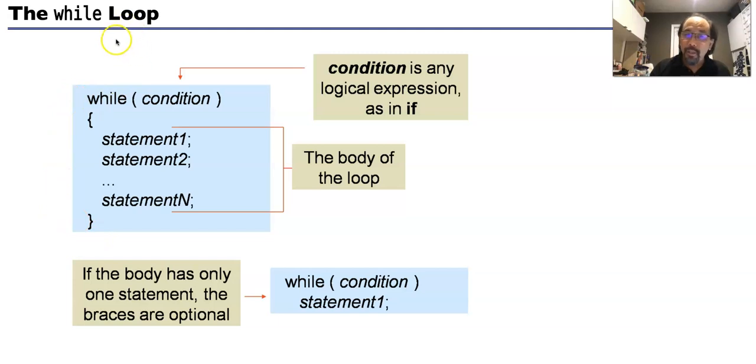Now, it is possible that the very first time that we come down into this while loop this condition is false. If this is the case, then these statements are not executed at all and we just continue on. We could also have a situation where there's only one statement that we want to repeat, and in that case, we don't need to have these curly brackets here.